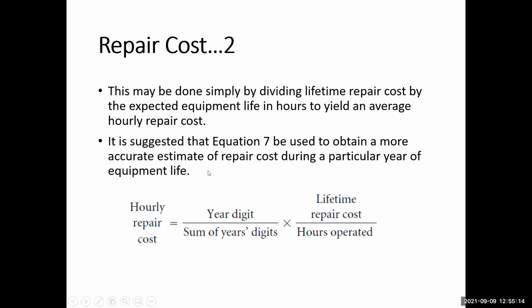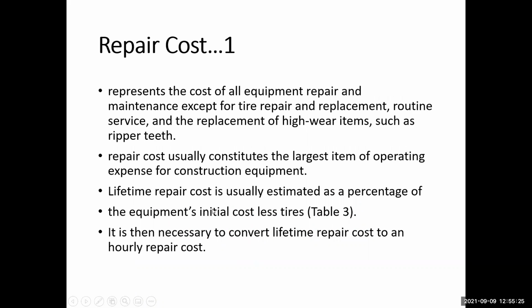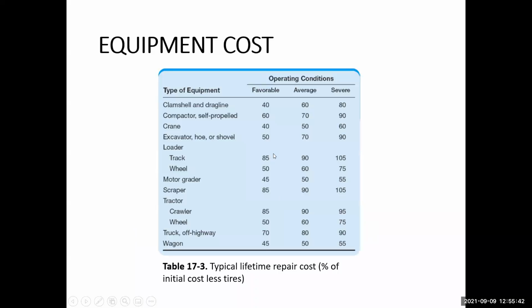Also, it is suggested that we can use the following equation to obtain a more accurate estimate of the repair cost during a particular year of the equipment life. Remember that earlier we said that we can use this table number 3 to estimate the lifetime repair cost. So for example, if the lifetime is 5 years, this table number 3 that we can see over here will provide us the value of the repair cost, which can be estimated over the life of the equipment.